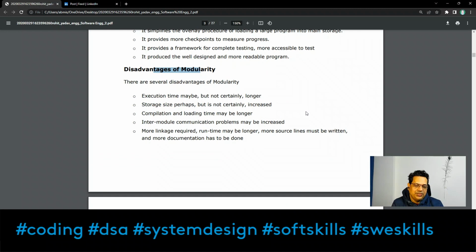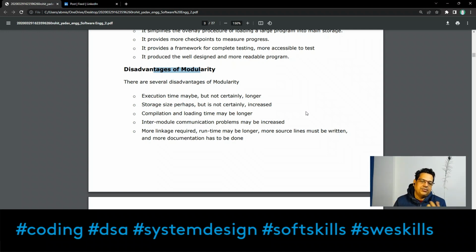Okay, so there are so many disadvantages as per the author. Let's see. There are several disadvantages of modularity. Execution time may be, but not certainly, longer. So they're saying that due to the modularity, maybe your execution time increased. They are just creating some doubt on this, when you are understanding how important modularity is, and what level of modularity you will design in your system.